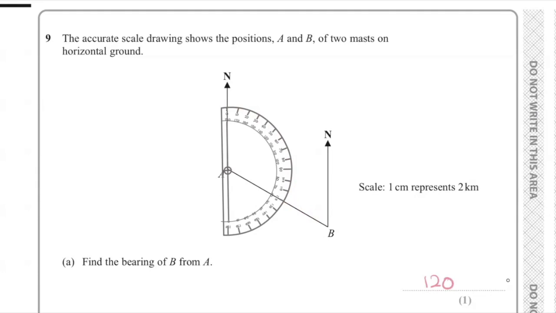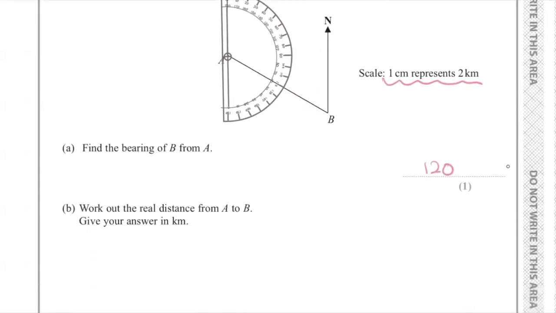The next part is going to be using this scale. We know that the scale is 1 centimetre for every 2 kilometres out in the real world. You're going to measure the line A to B with your ruler, and then multiply it through. Because downloading and printing the paper can sometimes change the diagram you would have been given on the real GCSE paper, your answer may be slightly different.